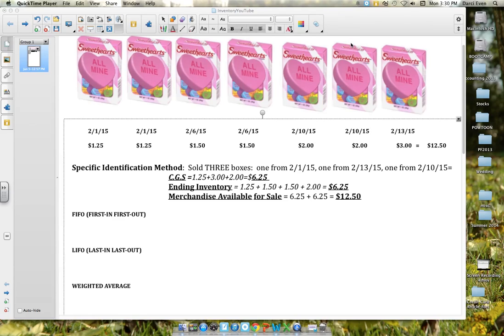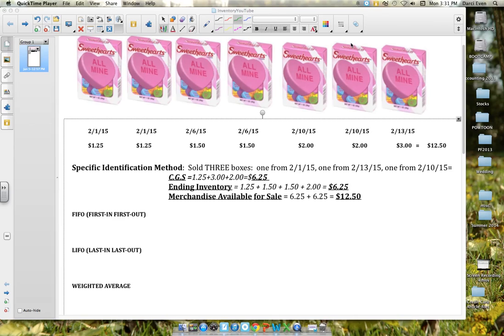Different methods that you can use to value your inventory. And what we're going to use today for an example is boxes of sweetheart candies. Since we're coming up on Valentine's Day, I thought that'd be an easy example for us to follow. And so what we've done is we've purchased 7 boxes of the sweetheart candies on different dates. You can see February 1st, February 6th, February 10th, and finally on the day before Valentine's on February 13th.